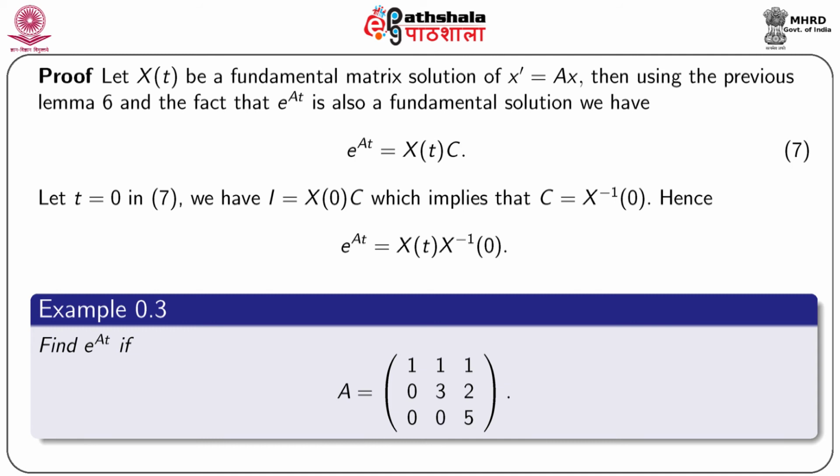Let X(t) be a fundamental matrix solution of x dash is equal to Ax. Then using the previous Lemma 6 and the fact that e to the power At is also a fundamental solution, we have e to the power At is equal to X(t) into C. Let t equal to 0 in (7) and we have I is equal to X(0) into C, which implies C is equal to X inverse of 0. Hence, we have the result e to the power At is equal to X(t) into X inverse of 0.